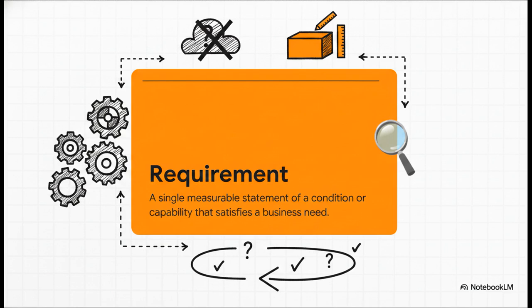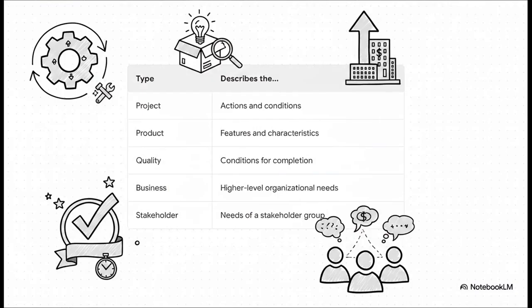A true requirement has to be totally unambiguous, meaning you can definitively measure and test it. It has to be consistent, and you must be able to trace it all the way back to a specific stakeholder's need. Actually, here's a good rule of thumb. If you can't test it, it's not a requirement. It's just a wish. The really crucial point here is that not all requirements are created equal.